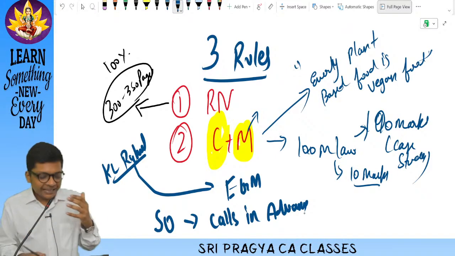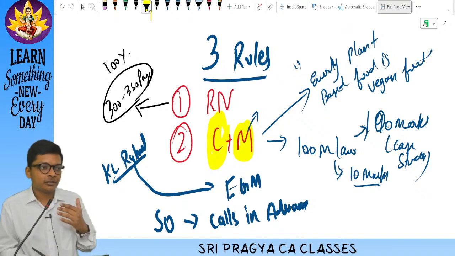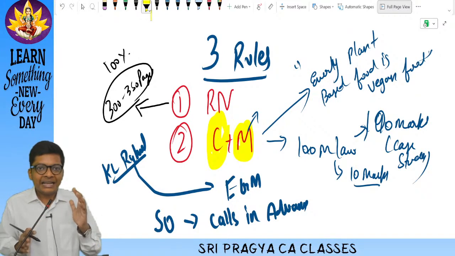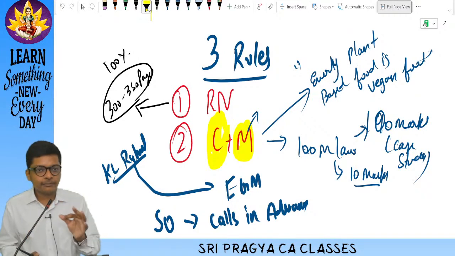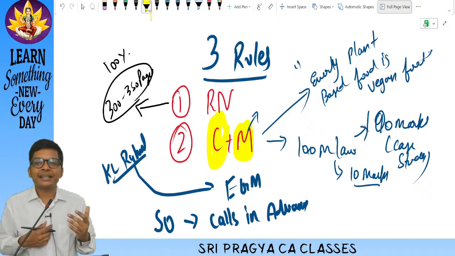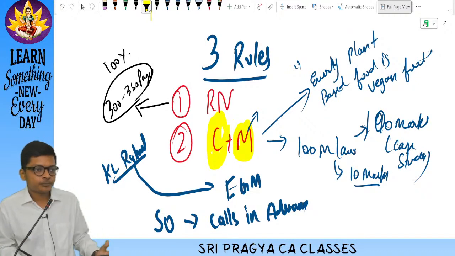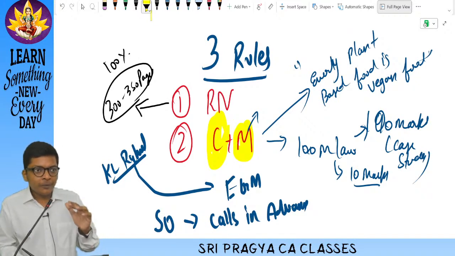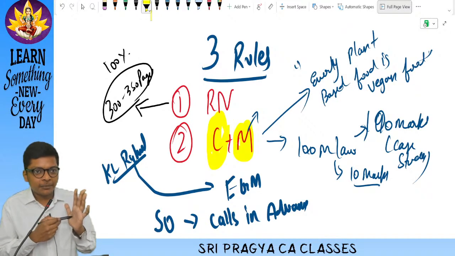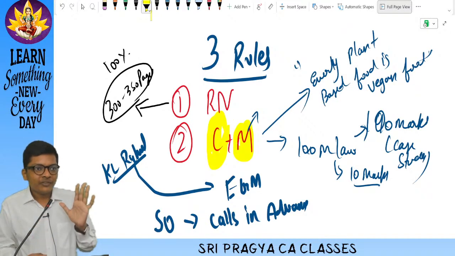Why, sir? ICAI itself told it's optional. No, sir. The whole of India, lakhs of students, will write the exam. Everybody will say, why should I write section numbers? Isn't it optional? Let me skip it. In your paper, you will write section numbers in every answer. Will it stand out?